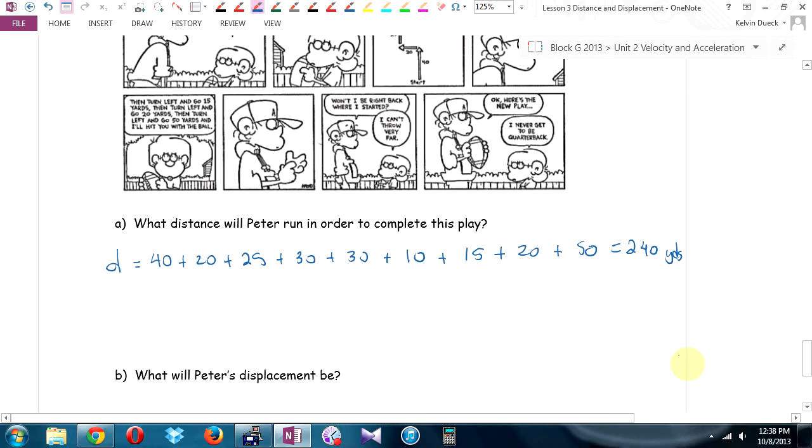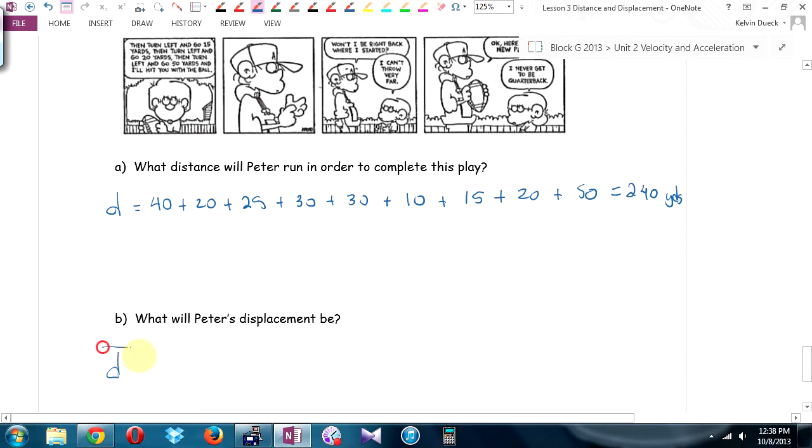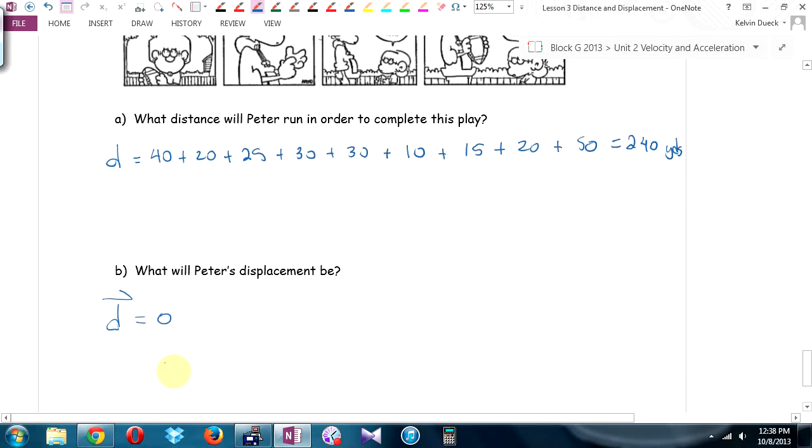What's his displacement? 0. If I timed how long it took to run this play, we could find his average speed by going 240 divided by however long it took. It would take a while. But his average velocity would be 0, because it would be 0 divided by the time.